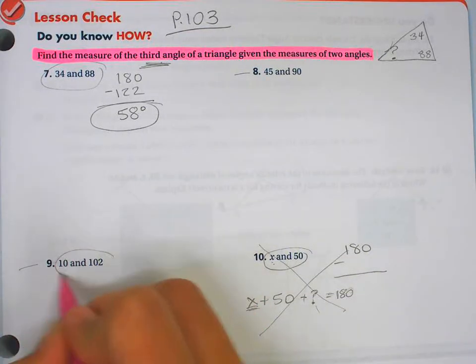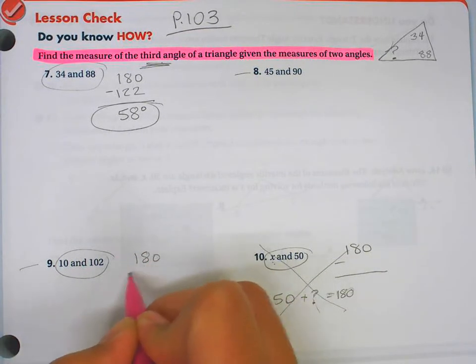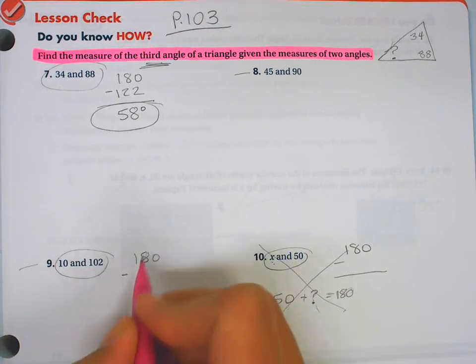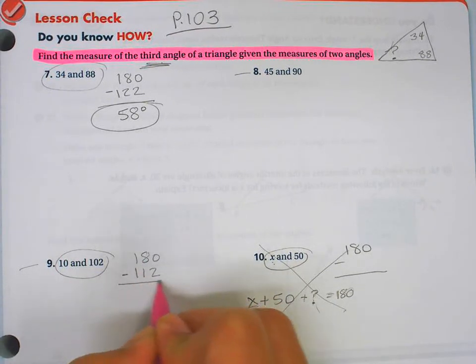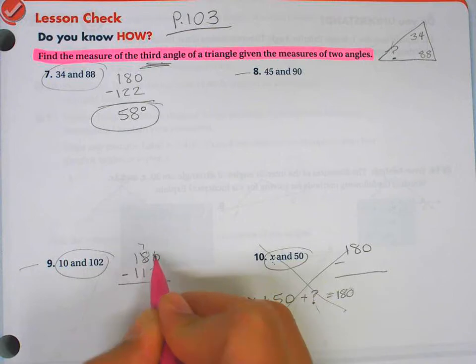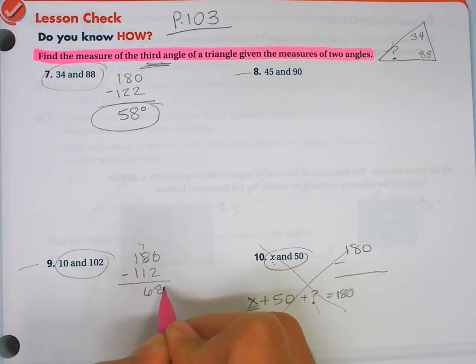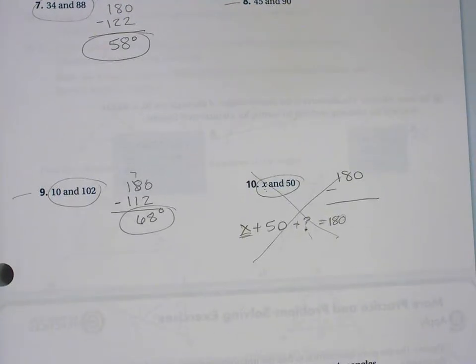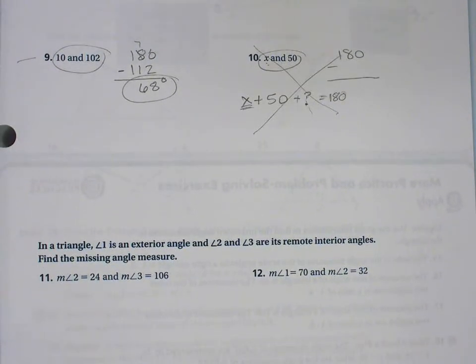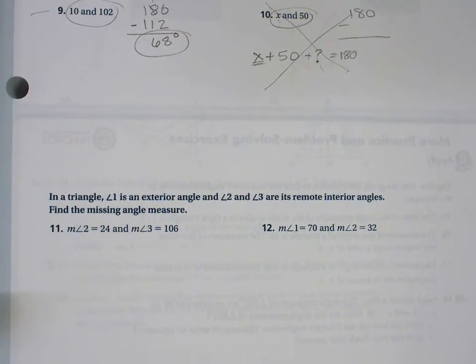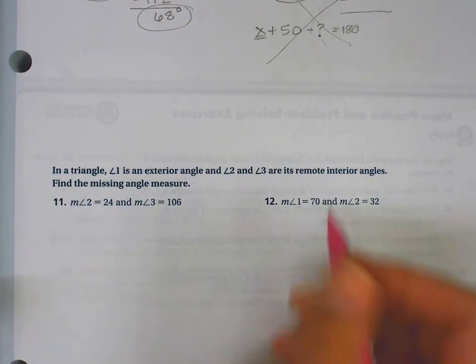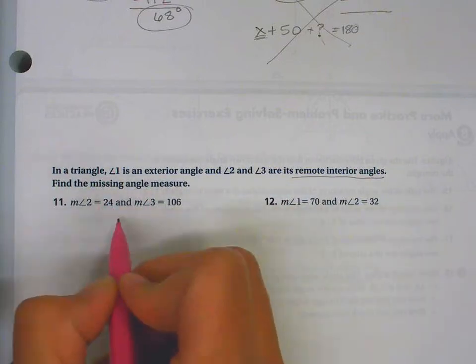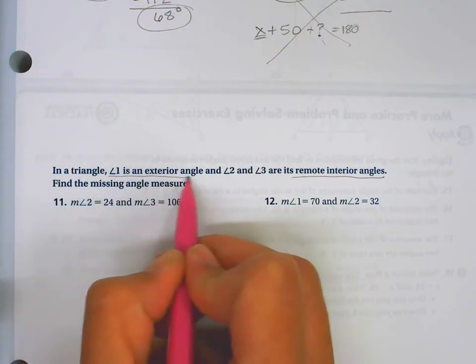So what I would do, again, is add those together and subtract from 180. So 10 plus 102 is 112, and subtract, and I get 68 degrees. Okay, and then I do want to do at least 11. Let's do 11, and then you can have an example of this. It's got the remote interior angles, and we're finding the measure of an exterior angle.